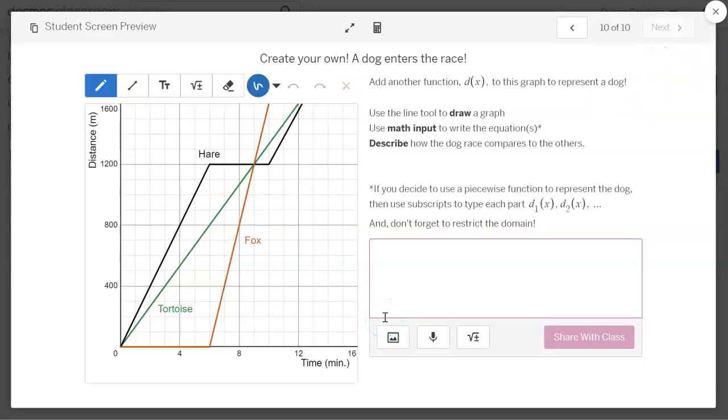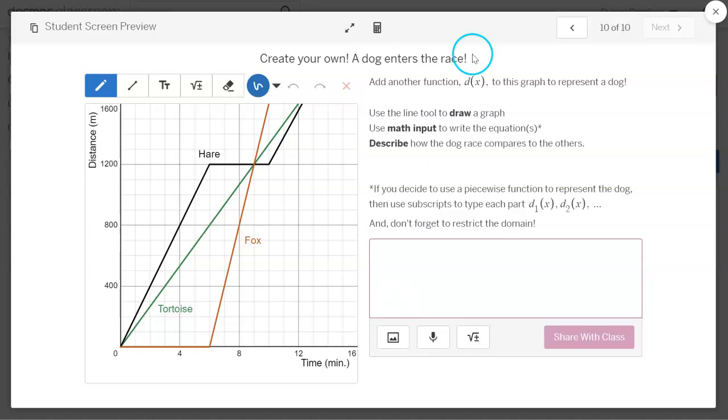And then on this one, they're going to create their own function. So we're going to leave these three there, the tortoise, the fox, and the hare, and we're going to add another function to this graph, and this is for a dog. So add a function d of x to the graph to represent a dog. Use the line tool to draw the graph, use the math input to write equations, and describe how his race compares to the others. So they can make it go faster, they can make the dog go slower.